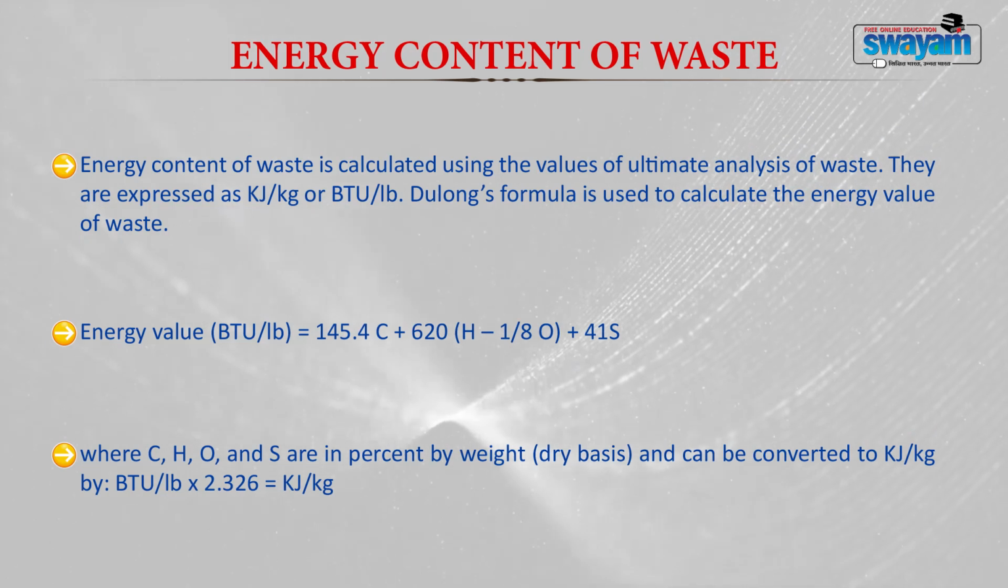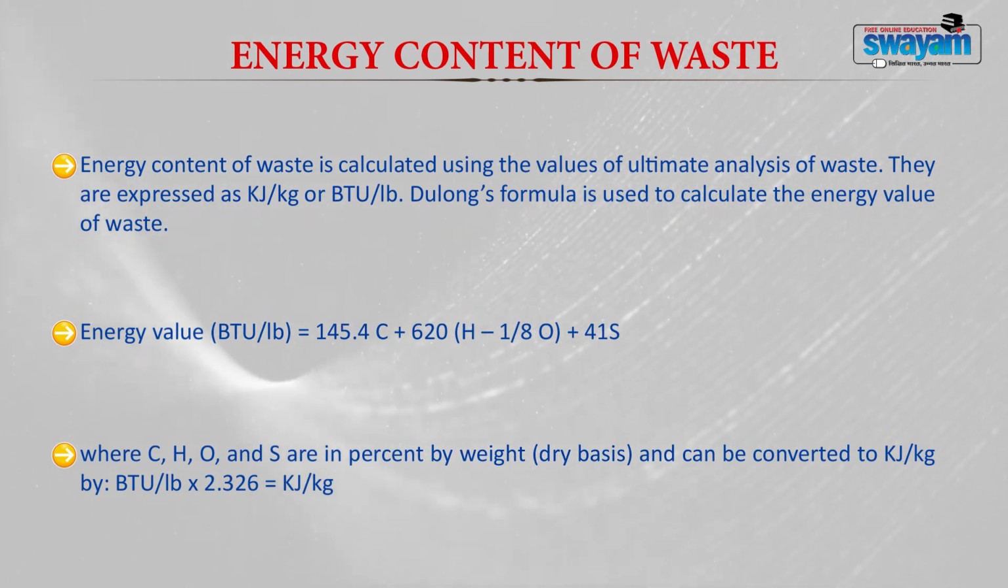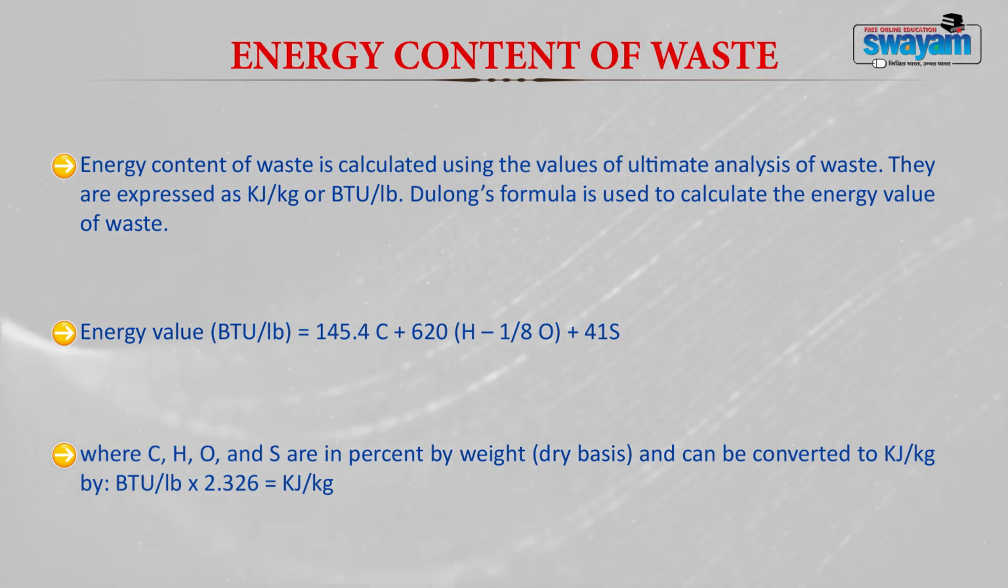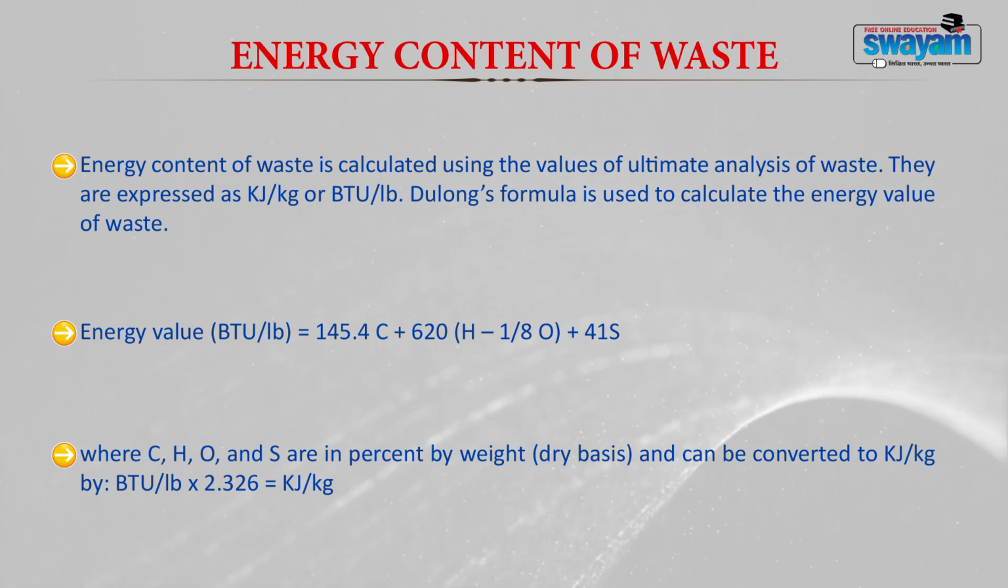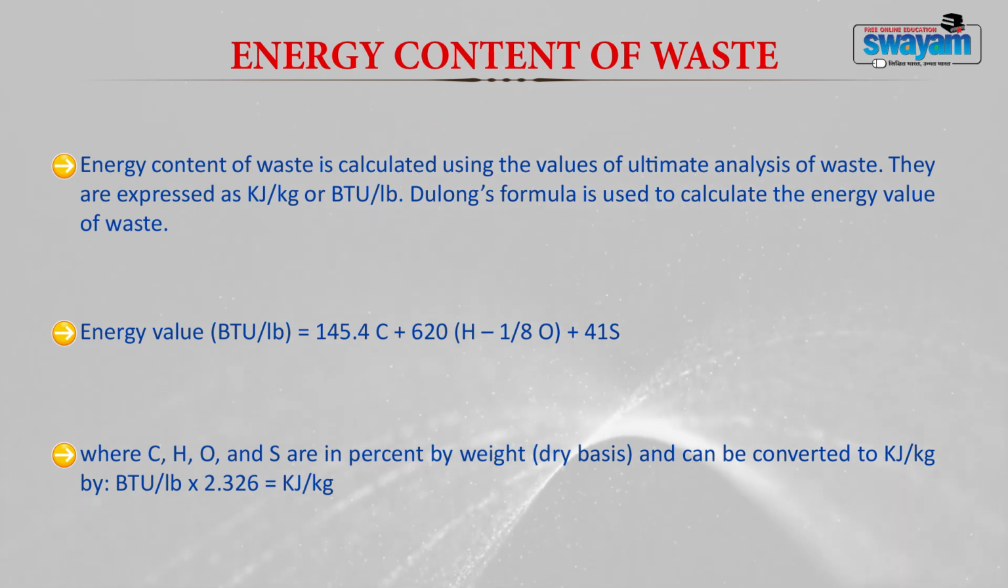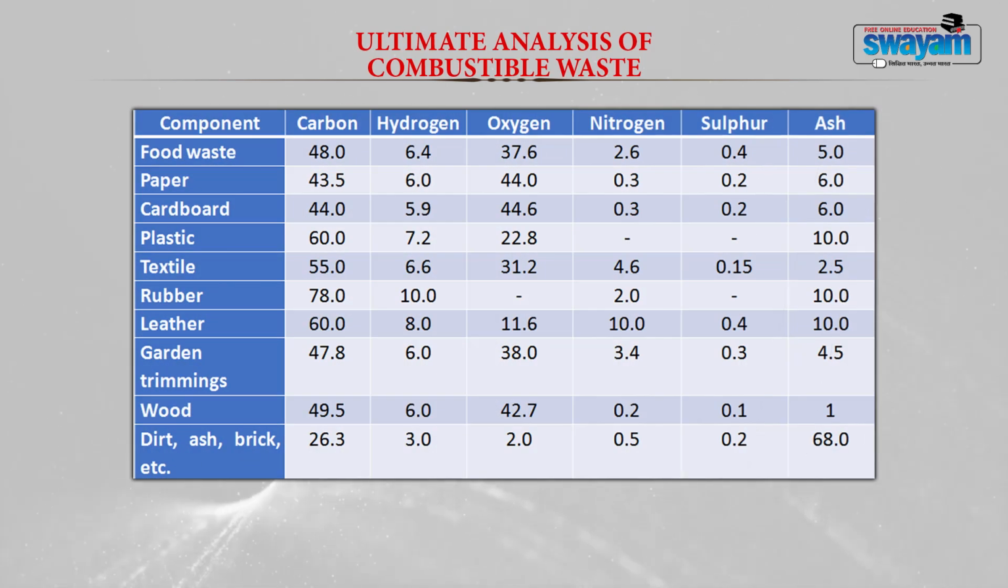The value that you get in BTU per LB can be converted into kilojoules per kg by multiplying it with 2.326. Now, in this table, if you see, this table provides the ultimate analysis of the different types of waste that are being generated.